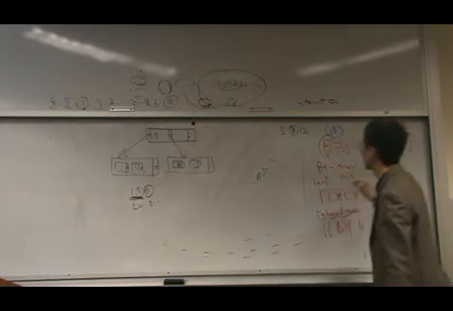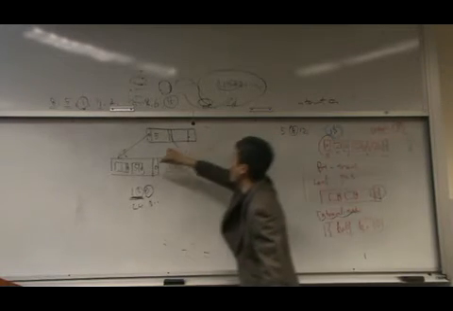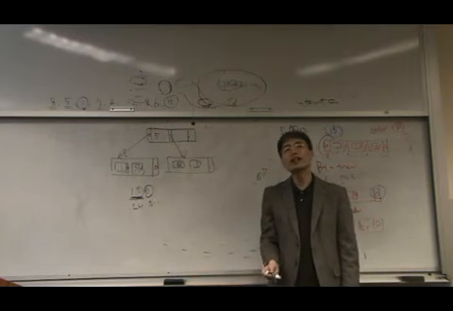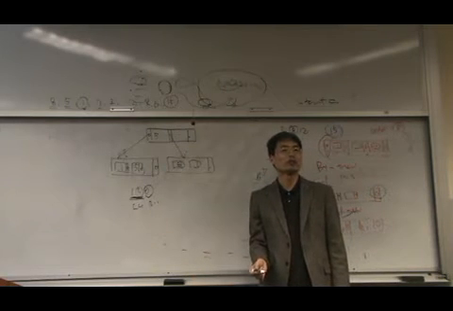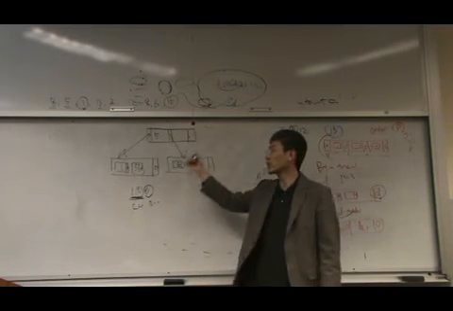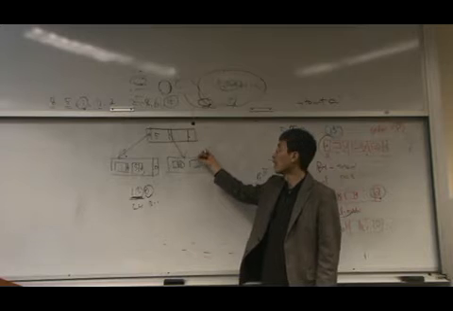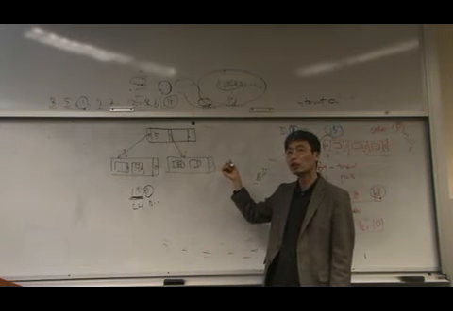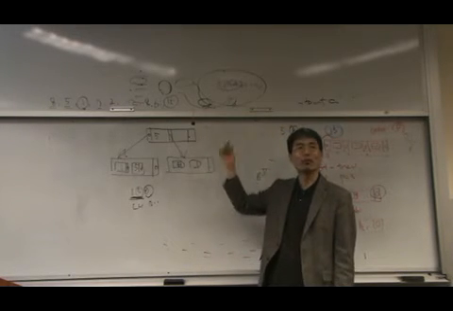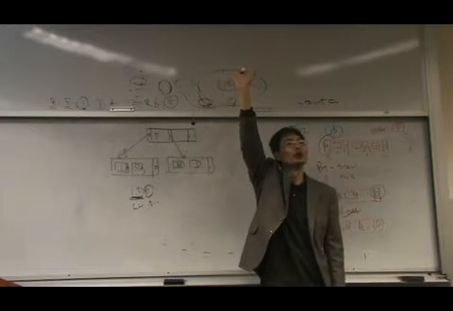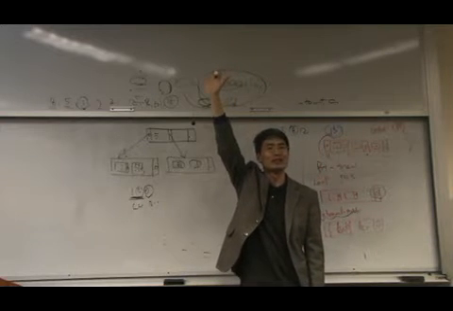So, let's look up the 5. How many I/O do you need to search the data 5 using this index? 1, 2, 3.